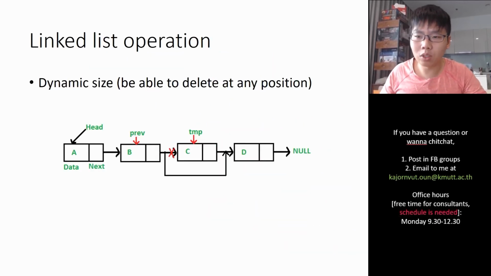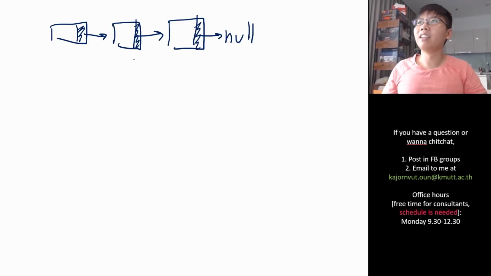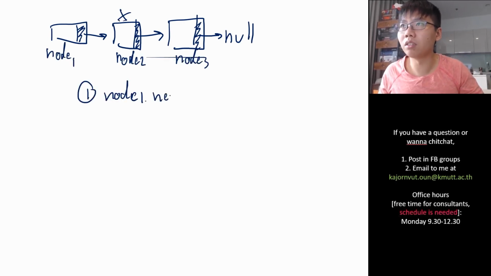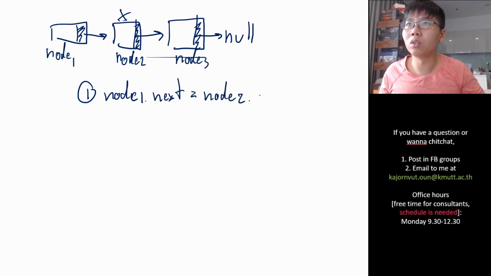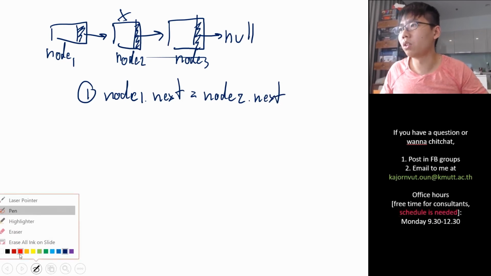Okay, come to deletion. Deletion simply means that if you want to cut out one node out of the chain, how are you going to do that? We're going to go for single linked list first. If we want to remove this one, then you need to change node 1.next equal to node 2.next first, right? Because you want to connect the chain.